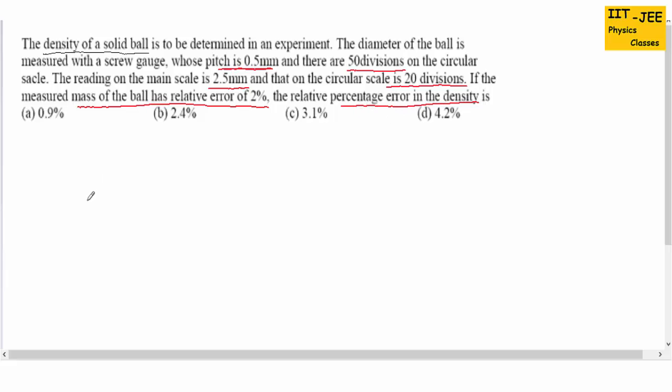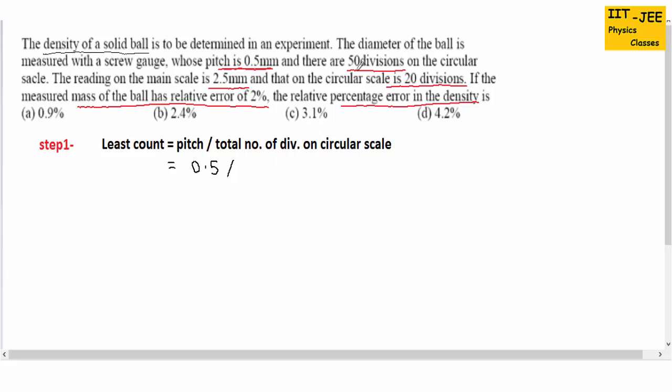So what we are going to do here, first of all we will find the diameter of the ball. For that we need to find the least count of the screw gauge. So our step 1 would be finding least count. Least count equals pitch over total number of divisions on circular scale. Pitch is given as 0.5 millimeter and total number of divisions are 50. That will give us 0.01 millimeter. So this is the least count of the screw gauge.